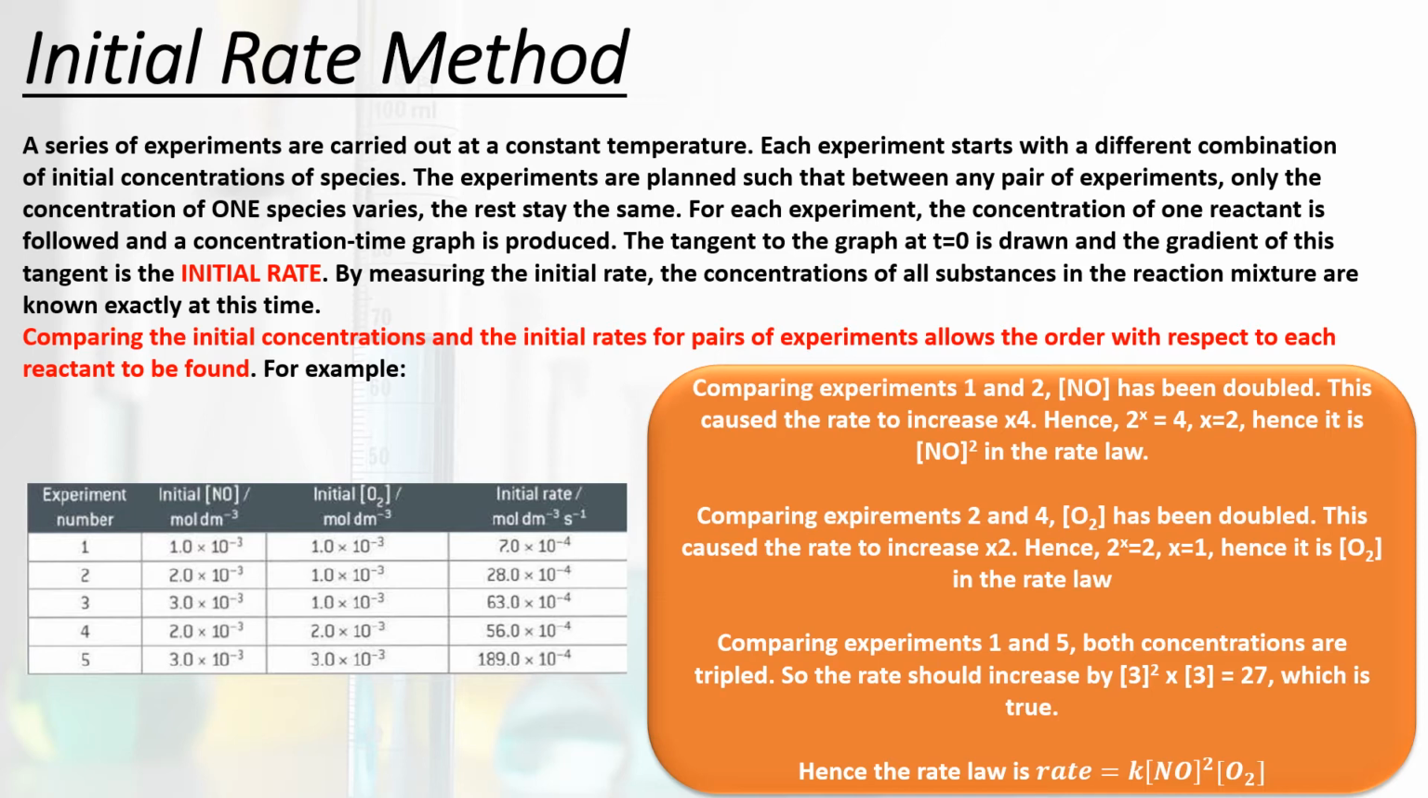And if you see the difference between the 7 times 10 to the minus 4 and the 189 times 10 to the minus 4, that is a difference of 27. So that just proves that we've done our calculations on this correctly. And hence we can then write down our rate law.